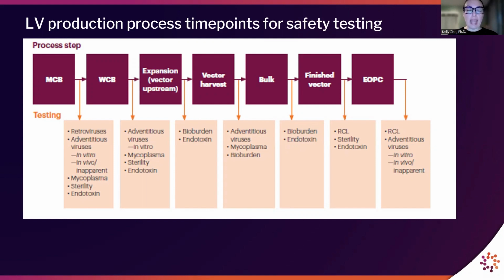And the end of production cells, these are the spent expanded HEK293T working cell banks that were used for upstream production, are also routinely tested for replication competent retrovirus. And the end of production cells may also undergo a one-time evaluation for adventitious viruses.